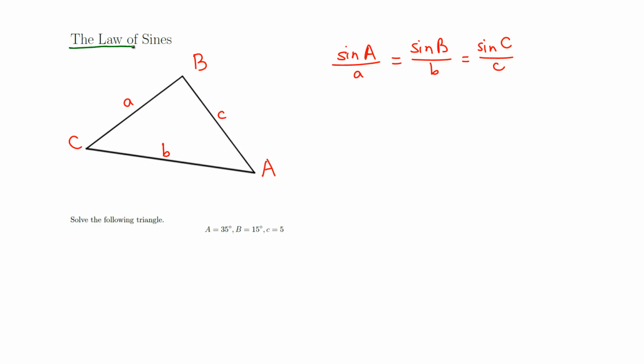The law of sines. Suppose we have a triangle with angles A, B, C, and we denote the sides by lowercase a, b, and c, opposite to angles A, B, and C. Then these three ratios are the same. Sine A over a equals sine B over b equals sine C over c.